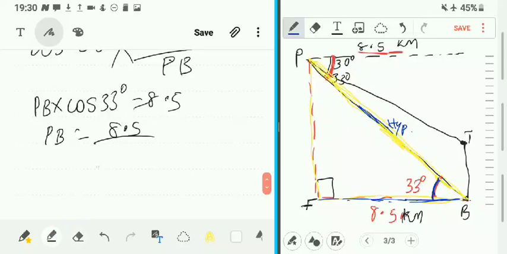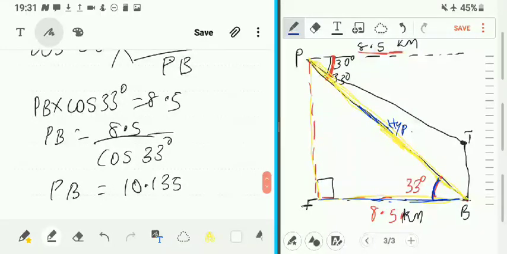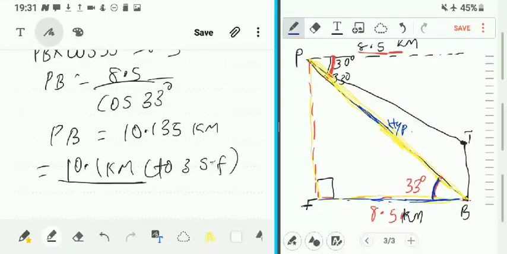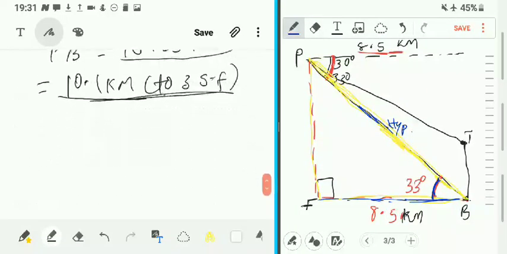Okay, let me write this clearly. Cos 33 degree. So PB is equal to what? 10.135 km. So 3 significant figures, that will be equal to 10.1 kilometer. Please, when you round off an answer, always let us know. Don't just put 10.1. You put your initial answer, and then when you finish rounding it up, let us know to 3SF, so that we will know that you were told to leave your answer like that. It's more descriptive that way.